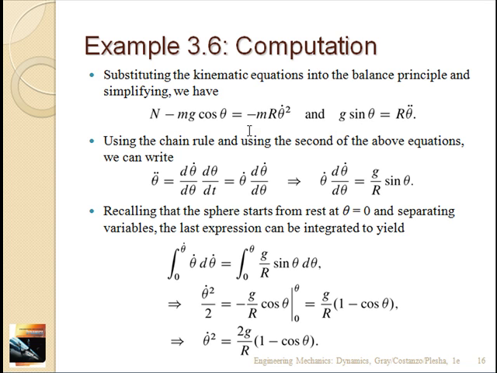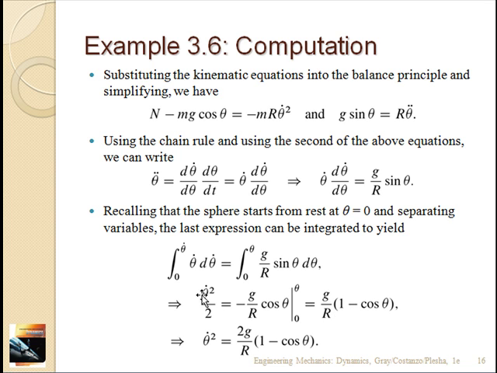So now we can integrate these things. The integral from 0 to theta dot of theta dot d theta dot is the integral from 0 to theta of g over r sine of theta d theta. It's just integrating both sides of this equation. So theta dot squared over 2 is minus g over r cosine theta evaluated from 0 to theta, which is g over r times 1 minus cosine theta.